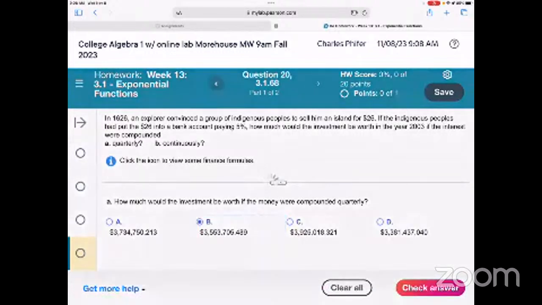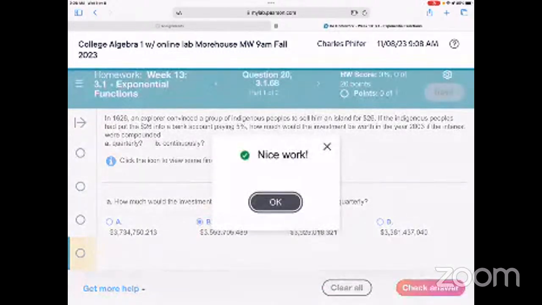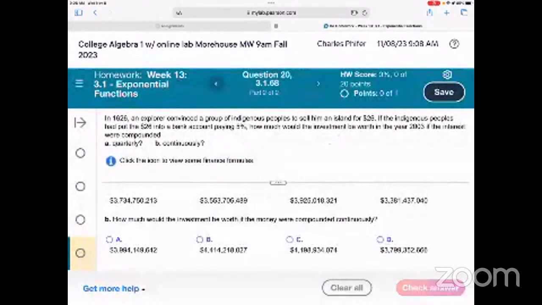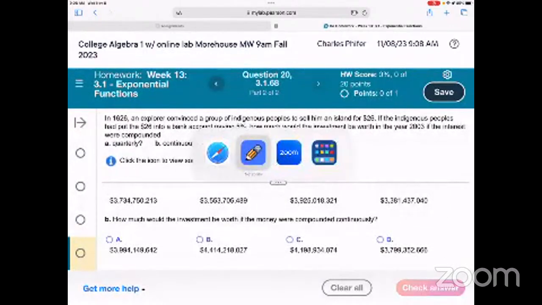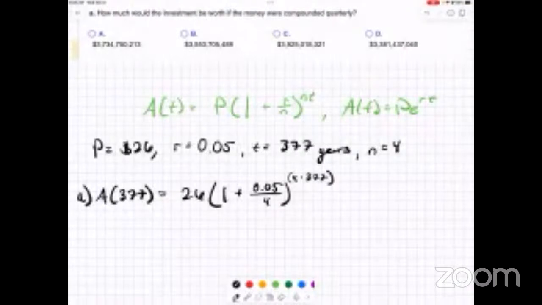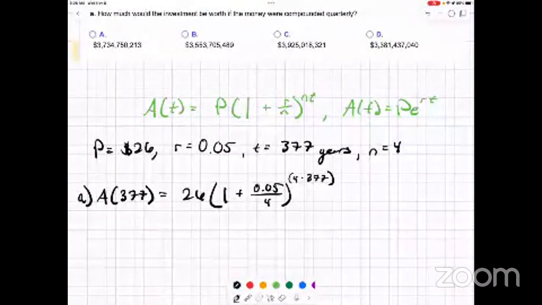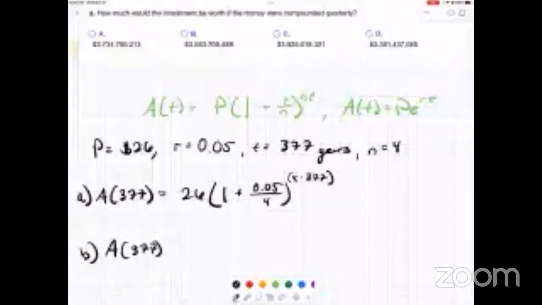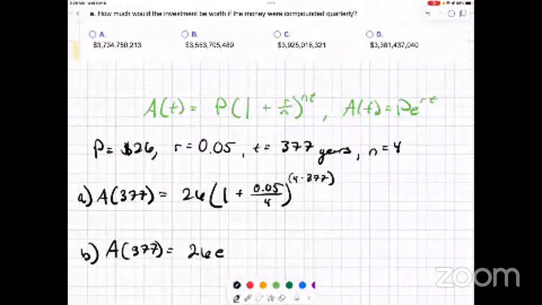Okay. So then for part B, what's the future amount if the interest is applied continuously? So again, we have to use the continuous compound interest formula, which is PERT. So then A of 377 is going to be 26 times e to the power of our rate, which is 0.05, and the time is 377 years.